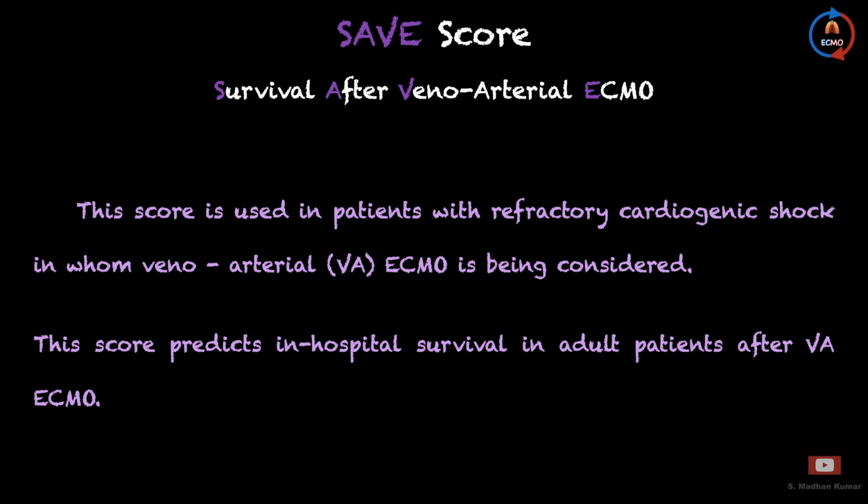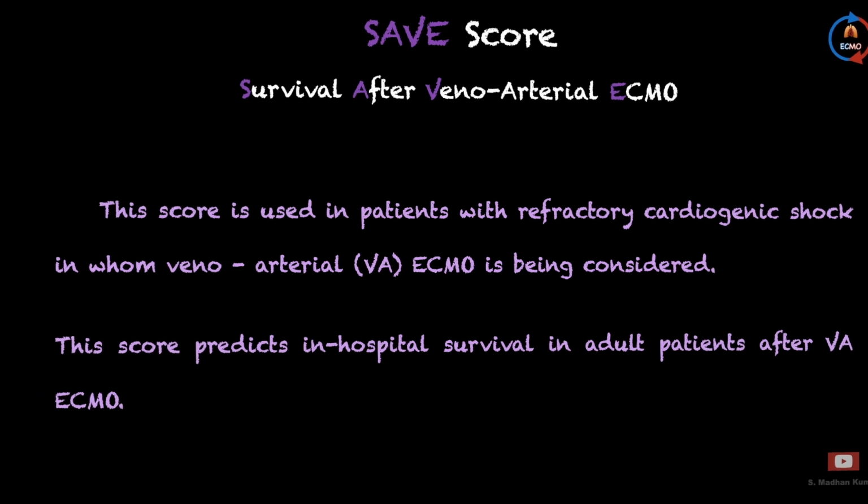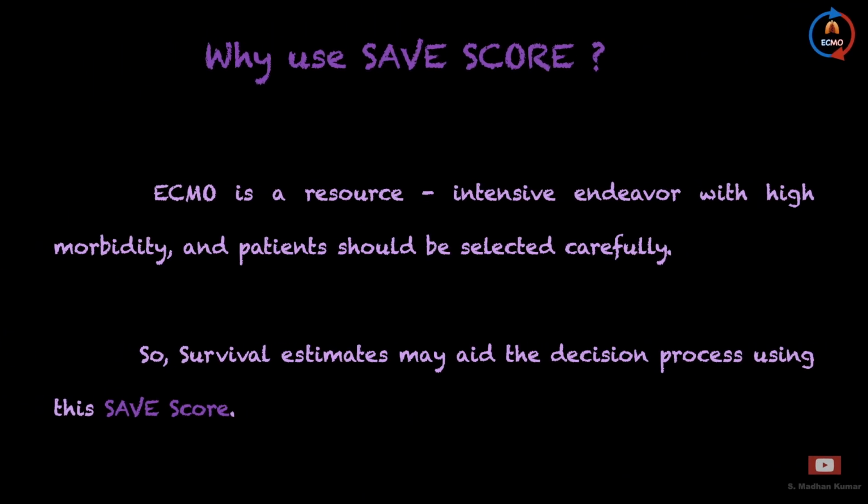This score is used in patients with refractory cardiogenic shock in whom veno-arterial ECMO is being considered. This score predicts in-hospital survival in adult patients after VA ECMO. Why are we using this SAFE score? ECMO is a resource-intensive endeavor with high morbidity and patients should be selected carefully. So survival estimates may aid the decision process, and the SAFE score will be handy when we are explaining it to the patient relatives.